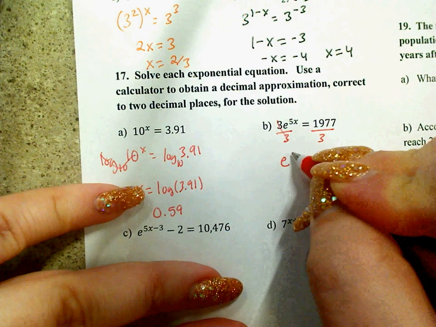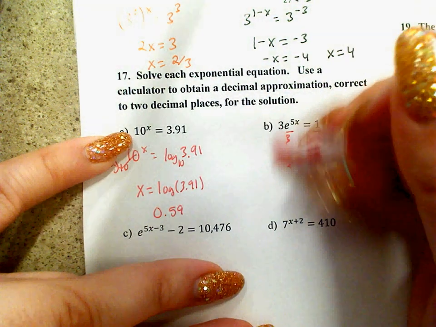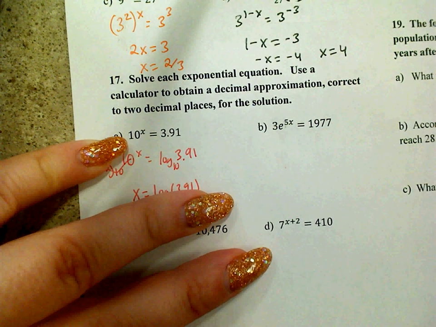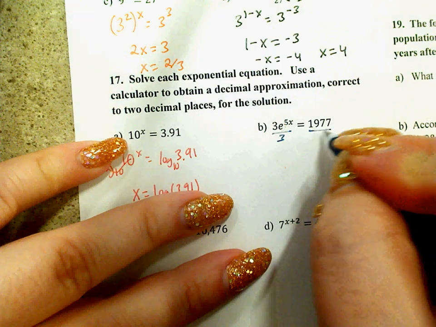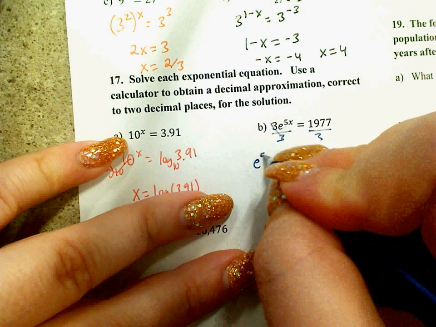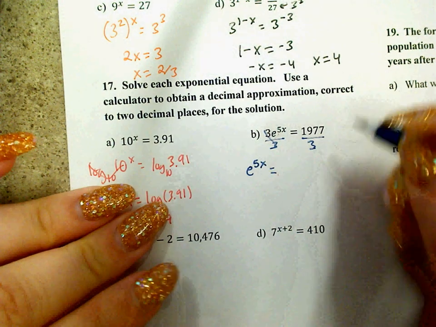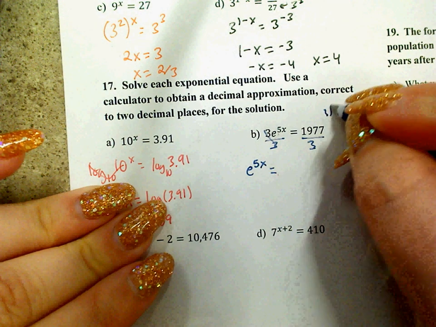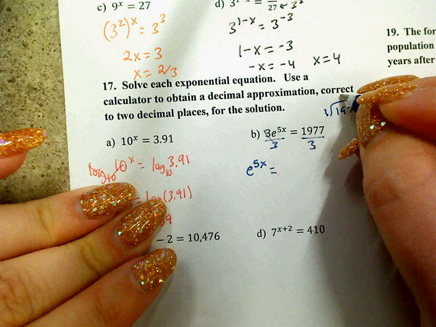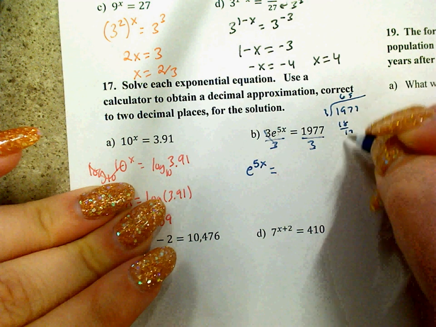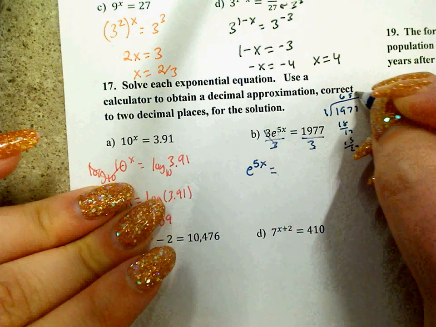So change colors. Okay, so e to the 5x equals, is that going to that? 659? Cool.